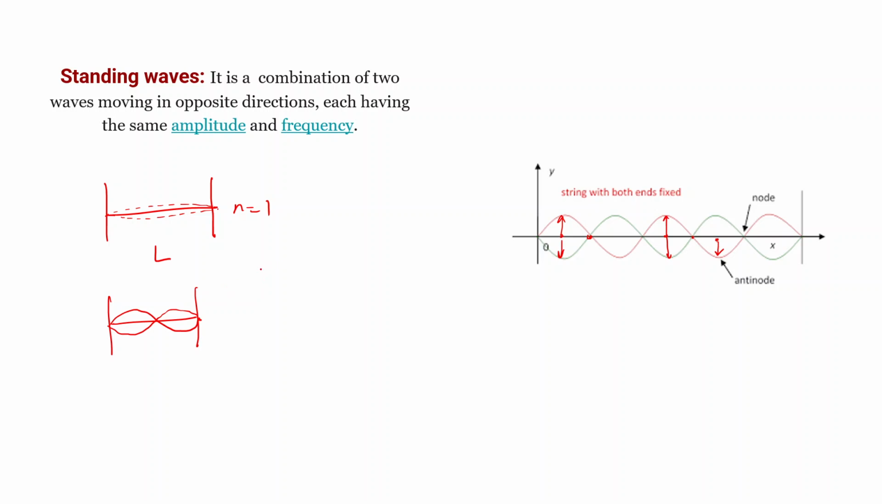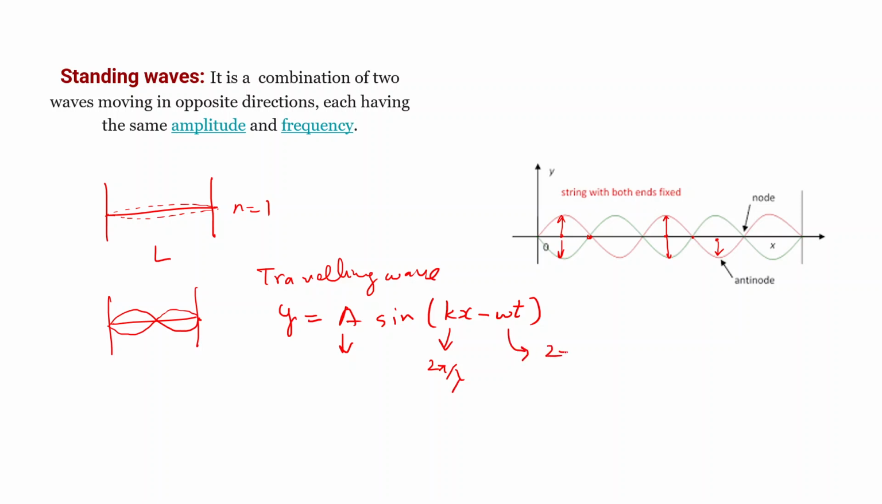So for a traveling wave, we know the traveling wave equation, right? The traveling wave equation will be y is equal to a sin(kx minus omega t), where a is the amplitude, k is 2 pi by lambda, and omega is 2 pi by time period.